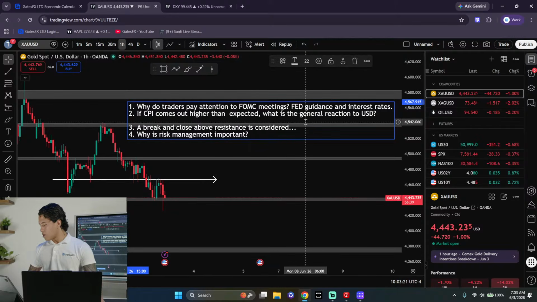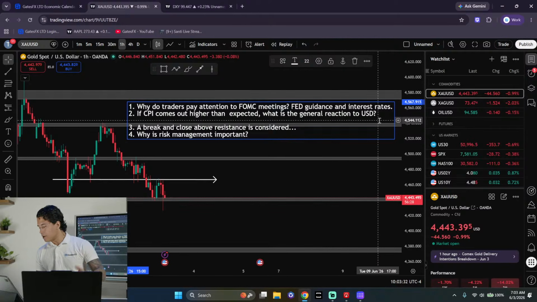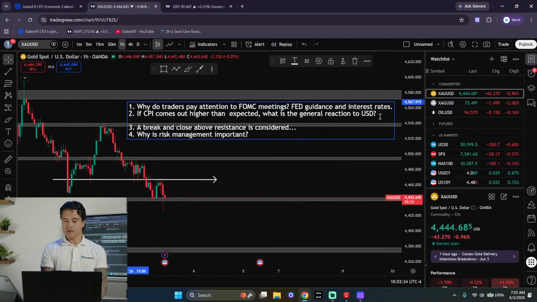This is the one that you got wrong. If CPI comes out higher than expected, that means a higher inflation report, the general reaction to USD is going to be more bullish, guys. A few of you actually got that wrong, which I was surprised because that's literally what we have been talking about almost every day.